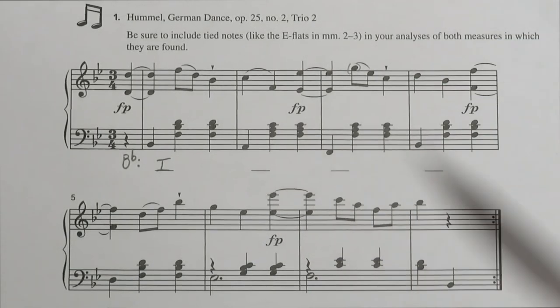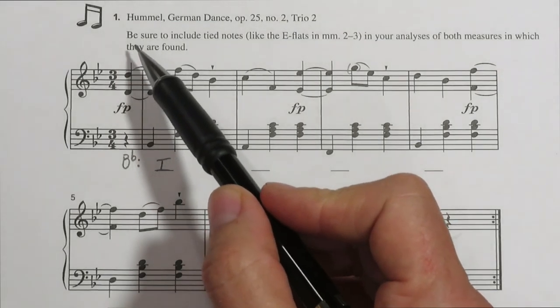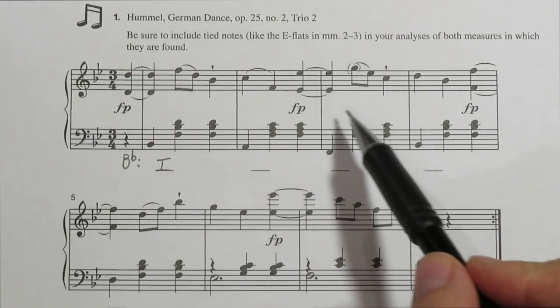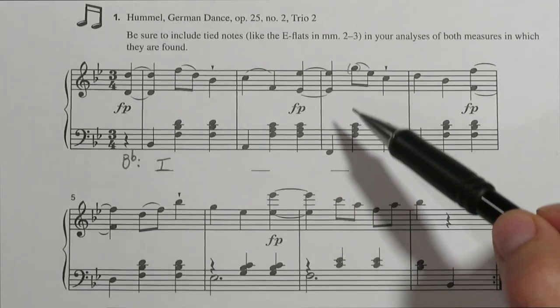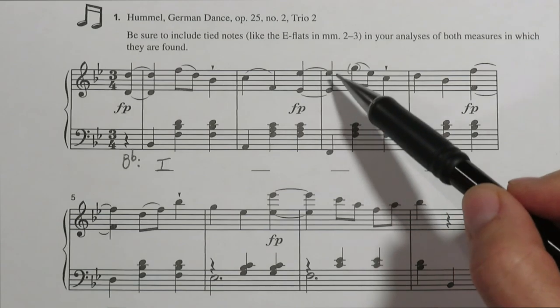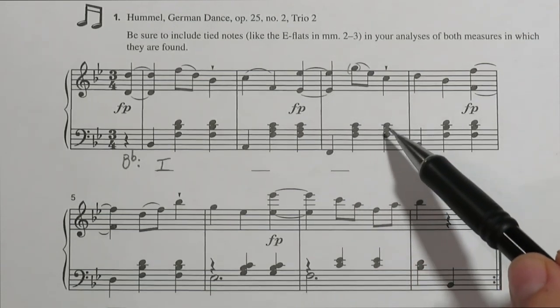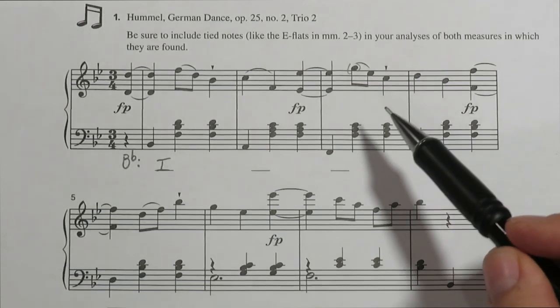So you shall do this one, and I will do number 3. So check this out. It says, be sure to include tied notes, like the E flats in measures 2 and 3. So since these notes are still being heard, it's part of the chord. That G is just a non-chord tone, okay?